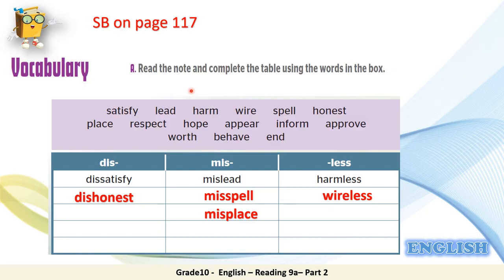Respect. What is the opposite? Very good. Disrespect. Hope. How can we obtain the negative adjective from hope? Very good. We add the suffix less. It becomes hopeless. Appear. Very good. Disappear. Inform. The opposite is misinform. Approve.